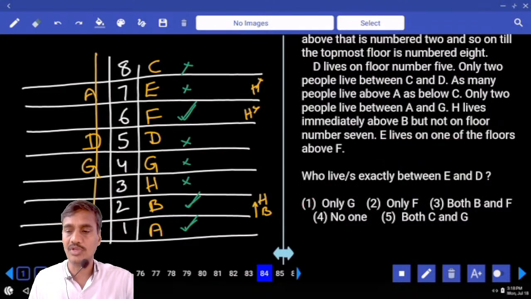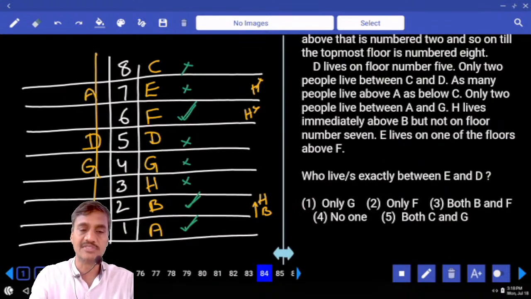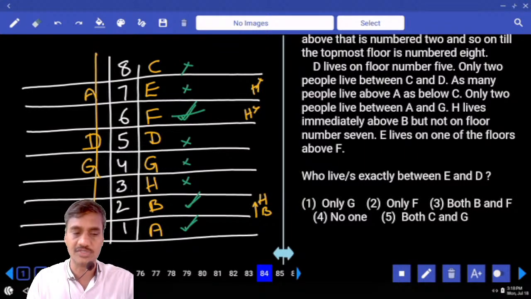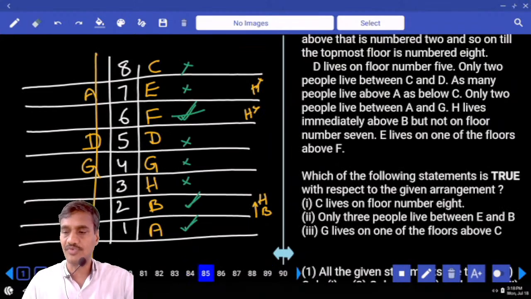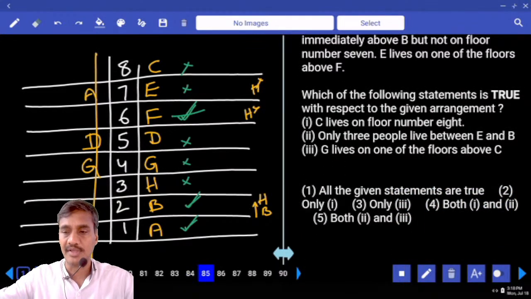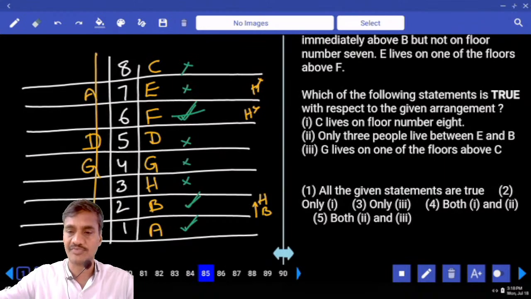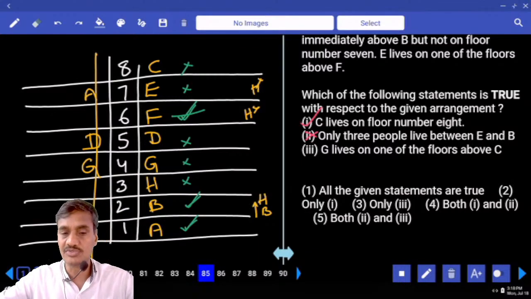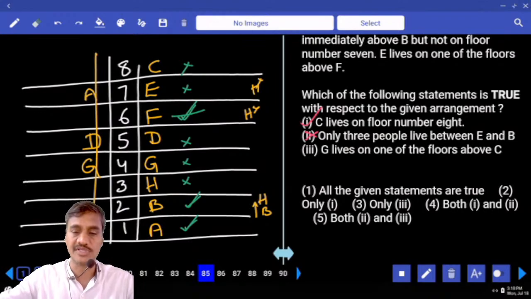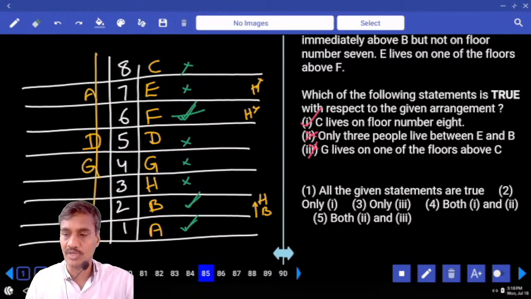And 84, who live exactly between D and E? Exactly between D and E, that is F, choice 2, question number 84. Then 85, which of the following statements is true? C lives on floor number 8, that is definitely true. Only 3 people between E and B, that is false because there are 4 people. G lives on one of the floors above C, that's again false. Only one is true, that is choice 2, question number 85.